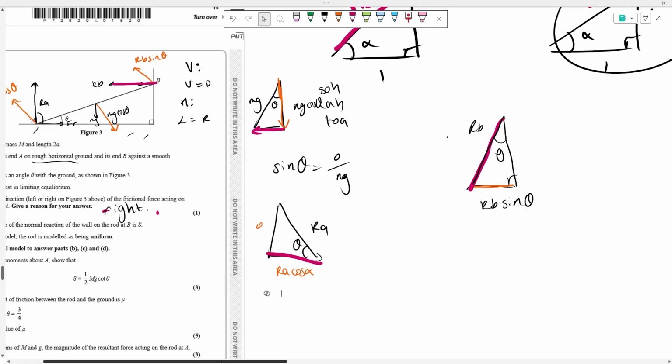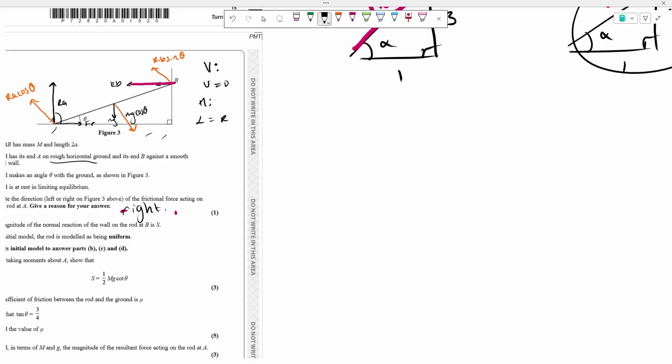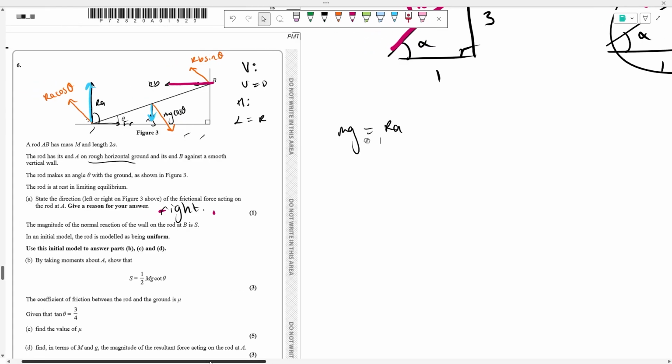Right. So what we have essentially is I'm going to do up equals down first. I'm going to get rid of all these triangles because we don't really need them. Okay, up equals down. So my downwards force is going to be mg, and my upwards force in this case is going to be RA. Perfect. Well, we've already got that out of the way.